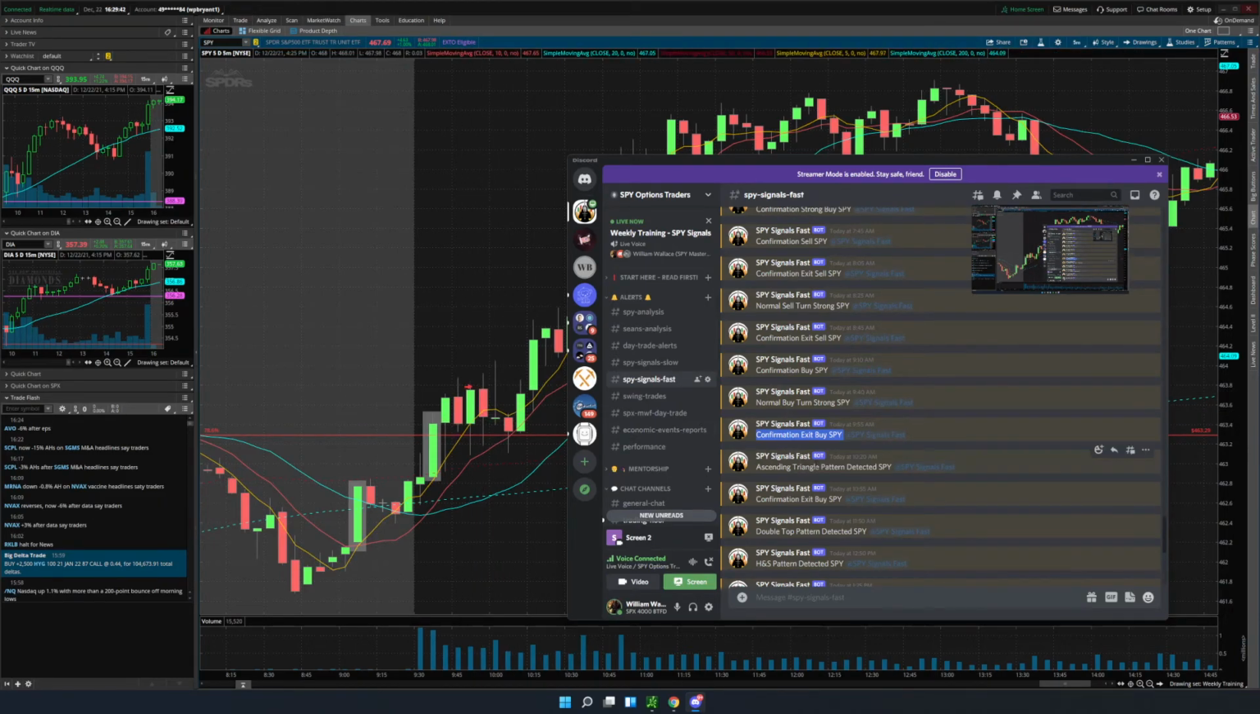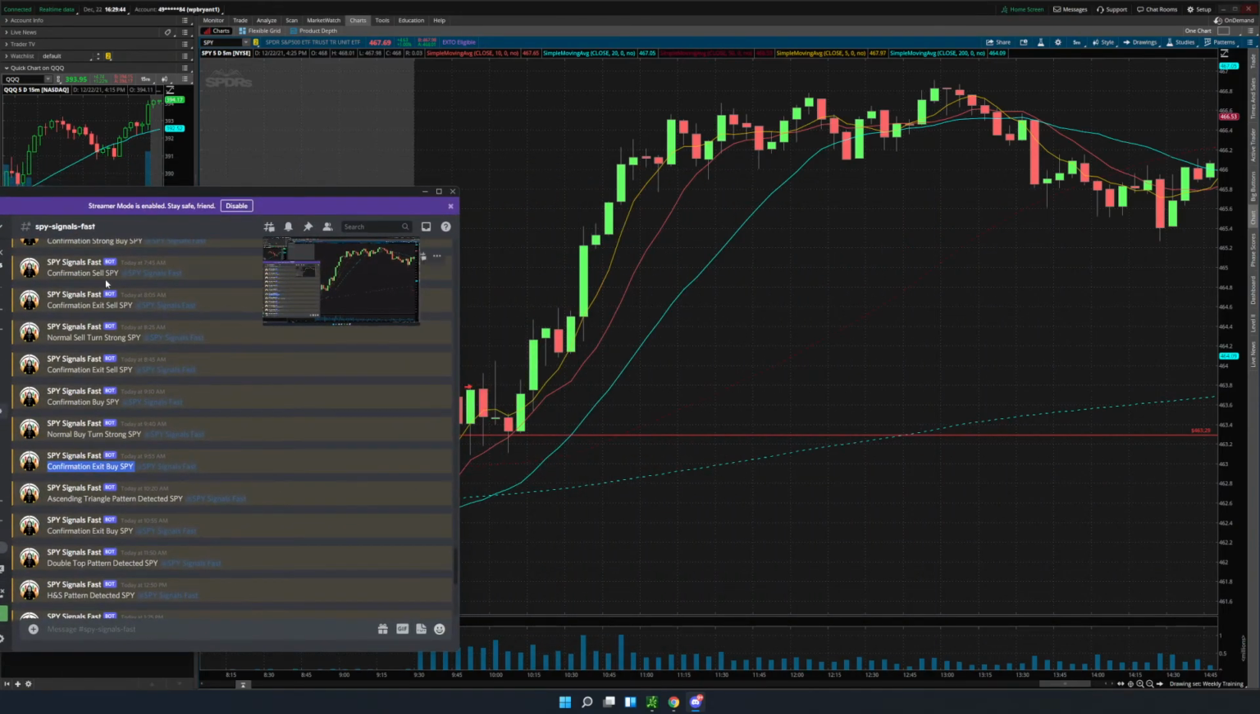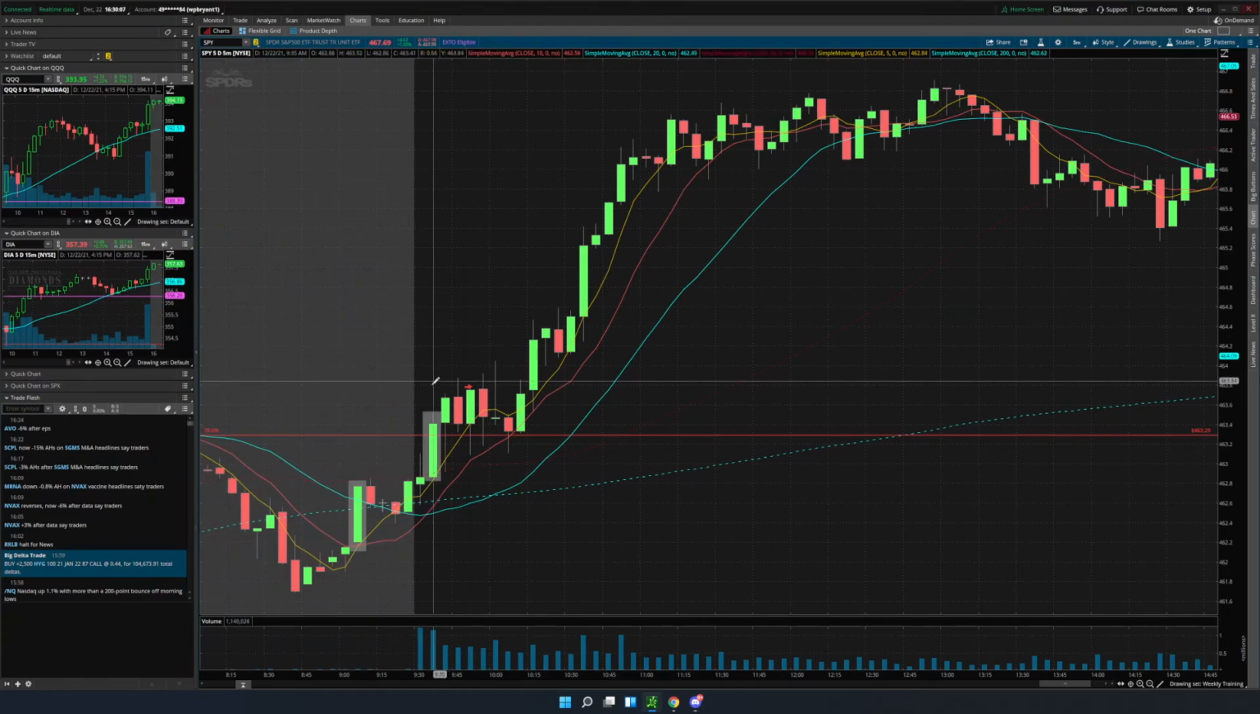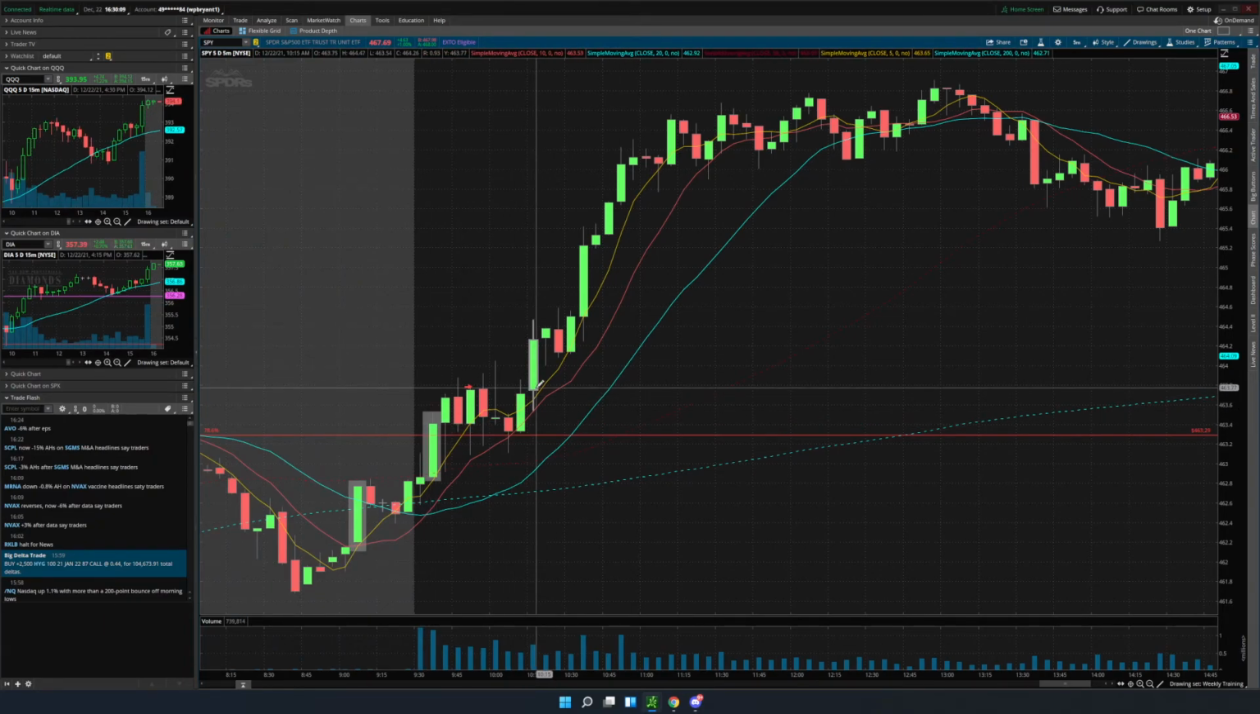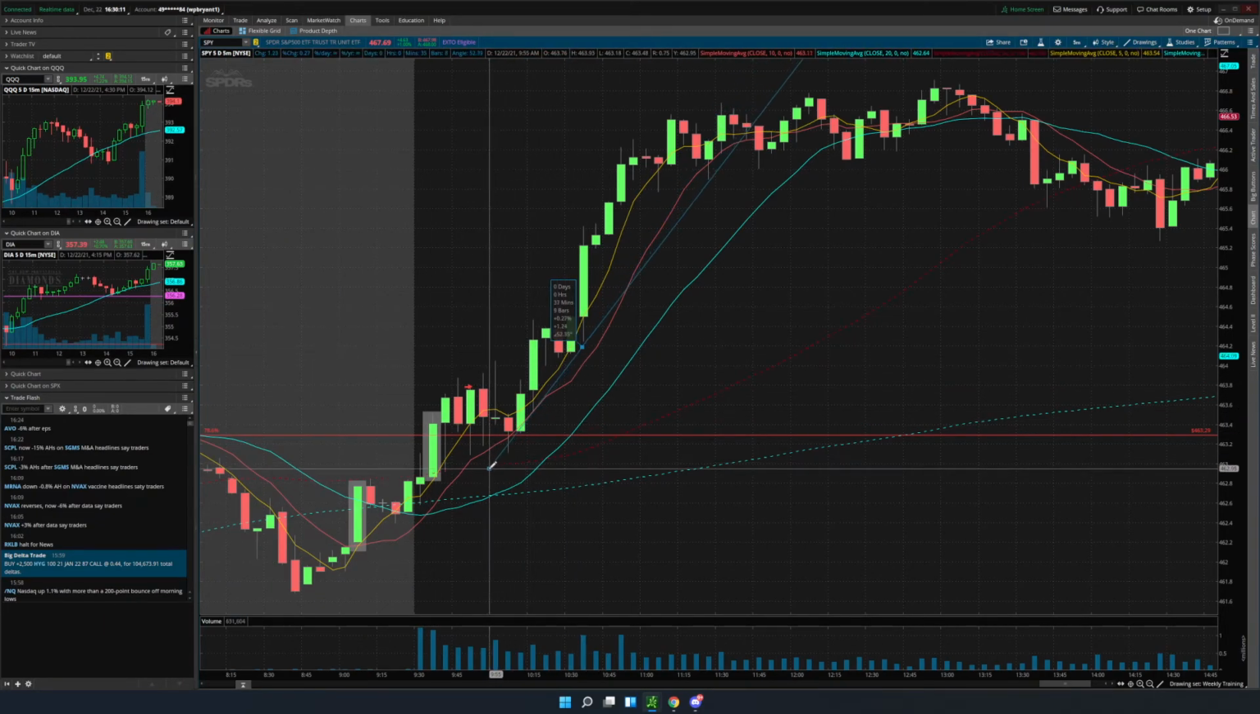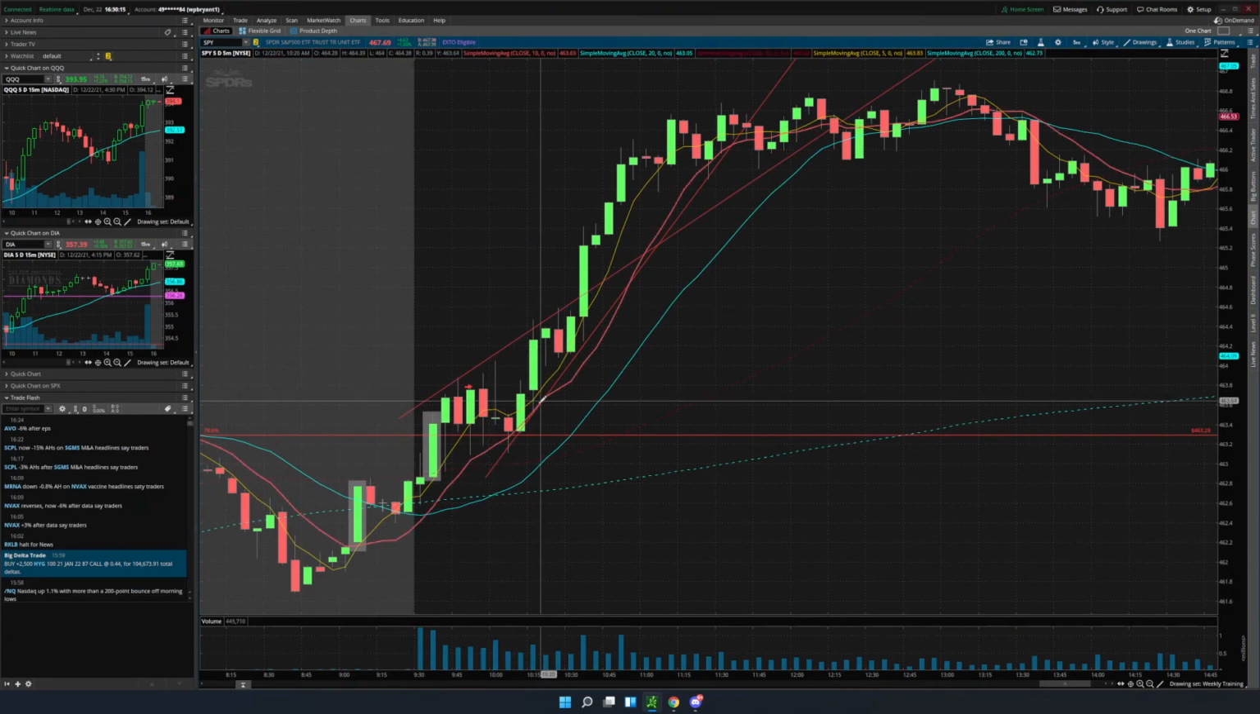And then at 10:20, it gave us this ascending triangle pattern. So when you're looking at this and you get this signal, it's not obviously a trade signal, it's telling you a pattern. So ascending triangle is going to look like, it's going to look at the chart and see something like this on the chart. So that gives you an idea.